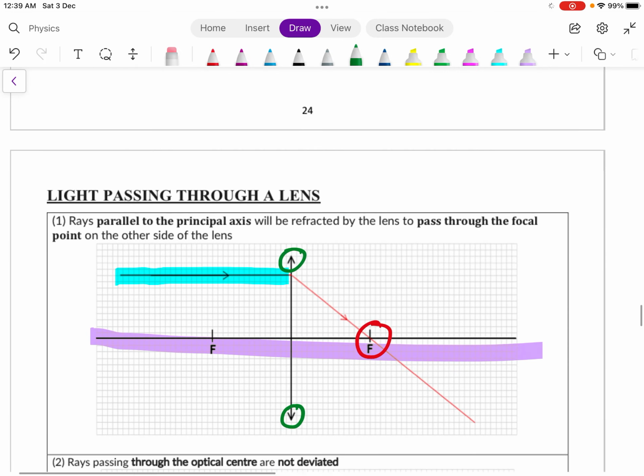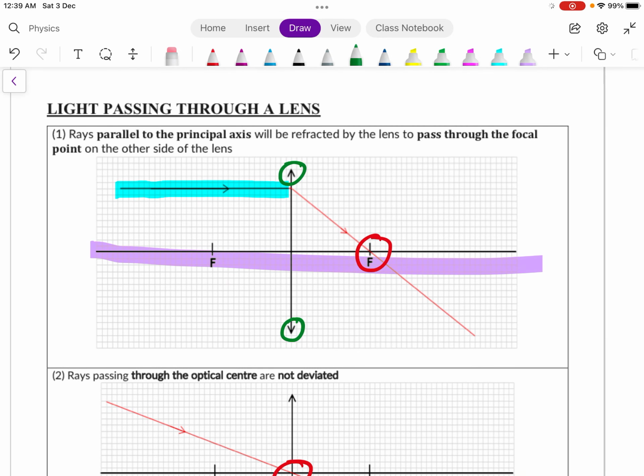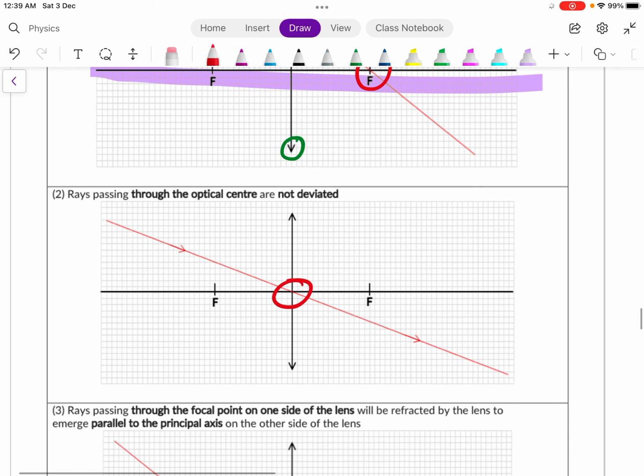Okay, so let's go through the 5 laws of how light will travel. So the first law is when the light is parallel to the principal axis, the light will then refract and pass through the first focal point. Okay, so for example, if your light on the left hand side of the lens is parallel to the principal axis, on the other side of the lens the light will pass through the first focal point. Okay, second will be if the light passes through the optical center, it will not get refracted, or it will not deviate from the original path.